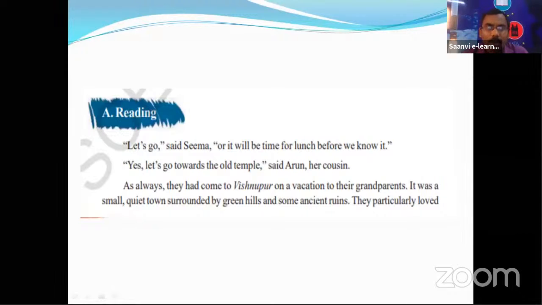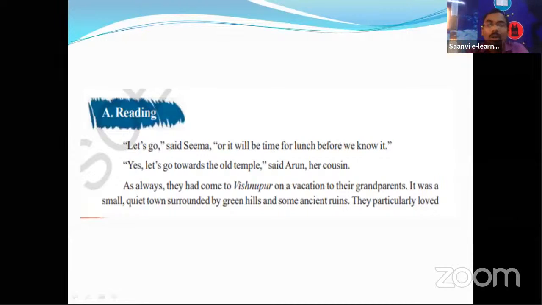A reading. "Let's go," said Seema. So our main character, her name is Seema. "Let's go, or it will be time for lunch before we know it." So now we have to go. Maybe she is calling somebody for playing. If you start playing, you usually don't know about the time, isn't it? Even if the time is 12 o'clock or 1 o'clock, you may be continuously playing.